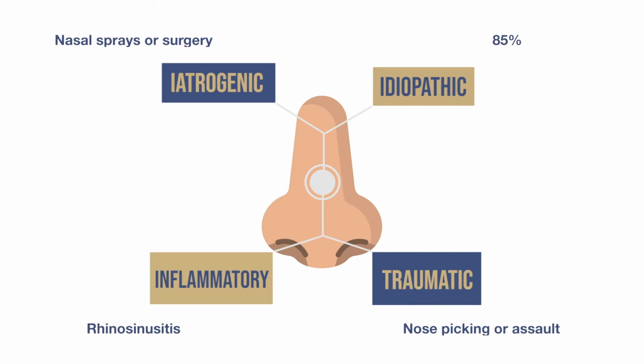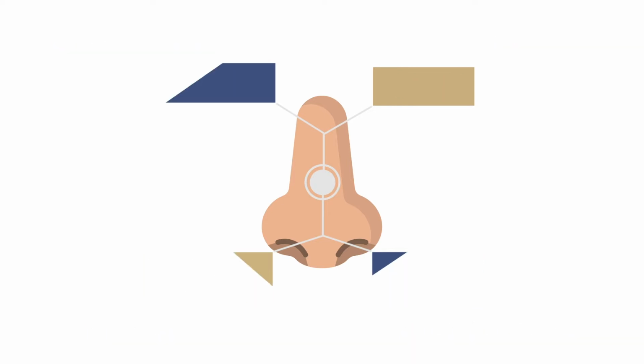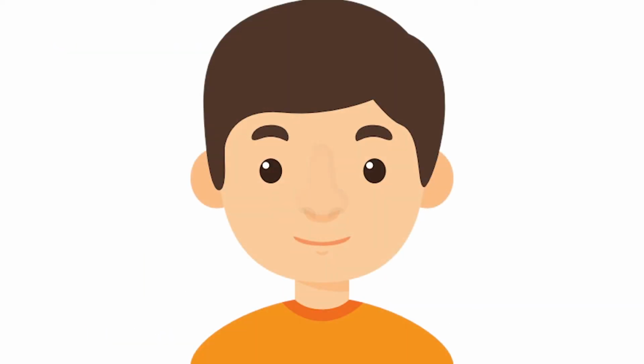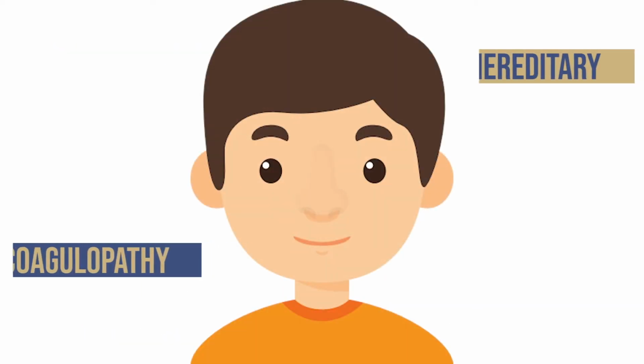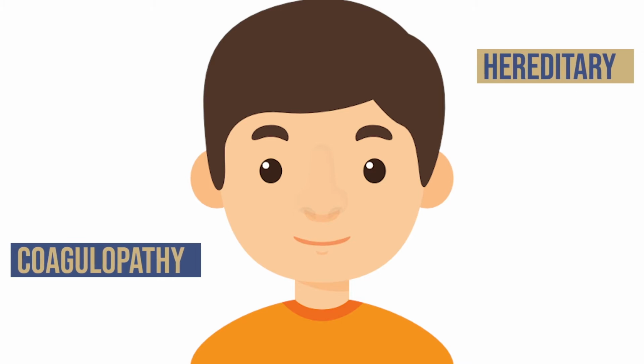Local causes are iatrogenic, such as nasal sprays or surgery, inflammatory, for example rhinosinusitis, or traumatic. However, idiopathic causes make up the vast majority at 85%. Less obvious are the systemic causes, such as hereditary hemorrhagic telangiectasia or coagulopathies and platelet disorders.